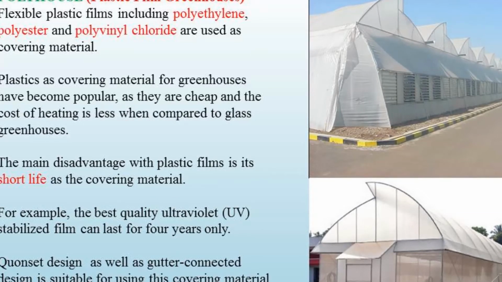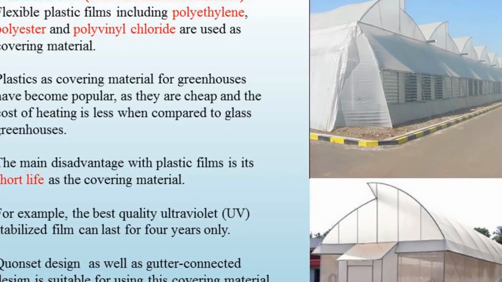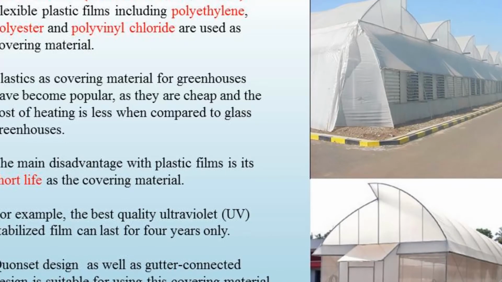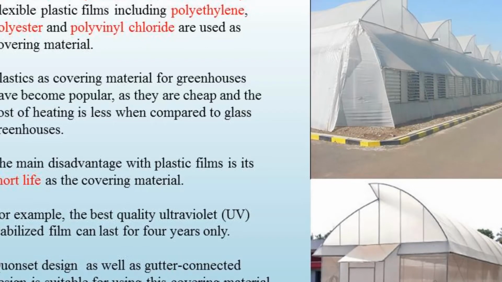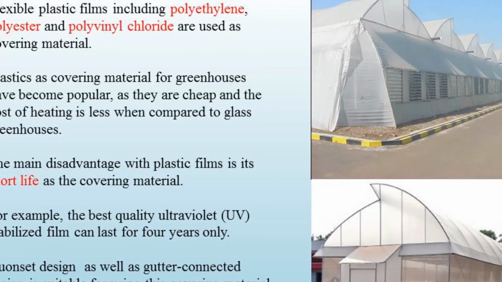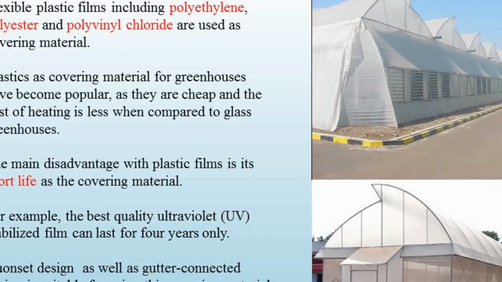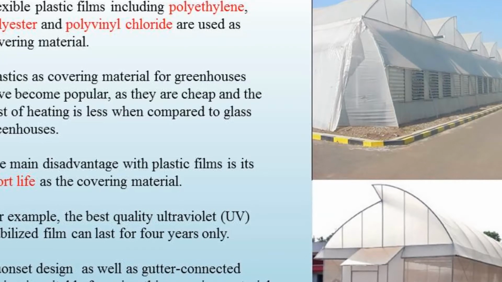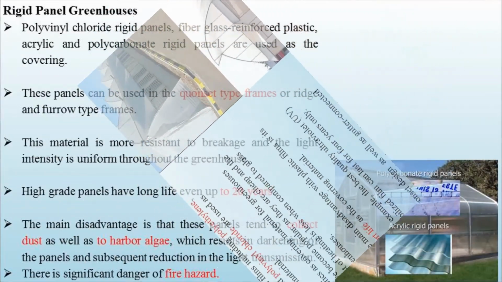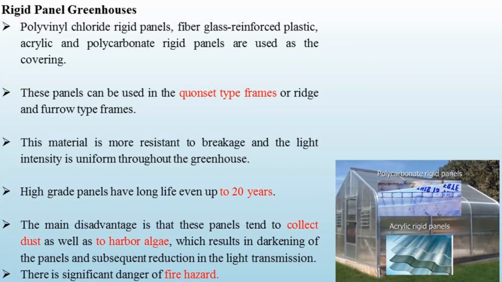The main disadvantage of this type of structure is that the plastic film has a short life. For example, the best quality ultraviolet stabilized film has a durability of only 4 years. And quonset type greenhouse as well as gutter connected greenhouse are suitable for using this type of covering material. Then the next type is rigid panel greenhouse.